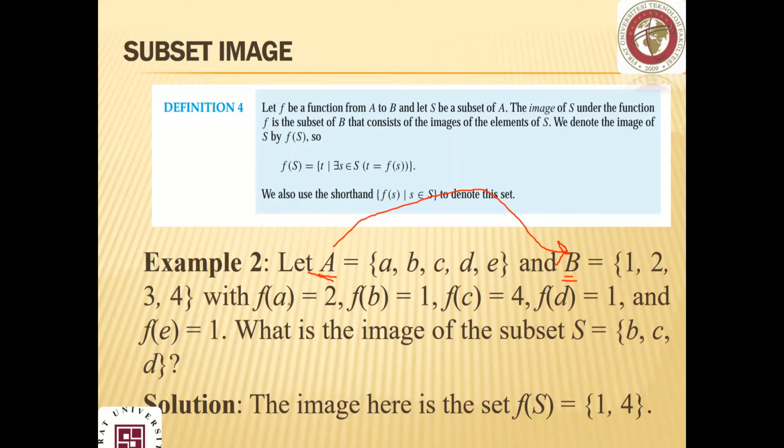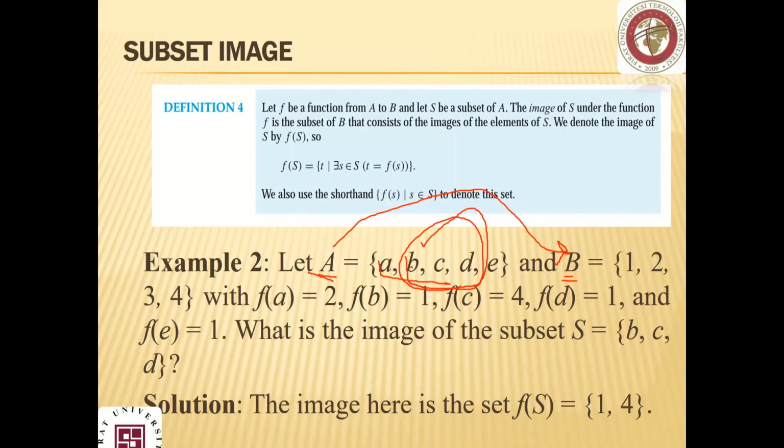Okay, f of A equals 2, f of B equals 1, f of C equals 4, f of D equals 1, and f of E is equal to 1. What's the image of the subset S? Now we have a subset B, C, D. So for the image, we look only at that specific part of A, the subset, and look for their images.